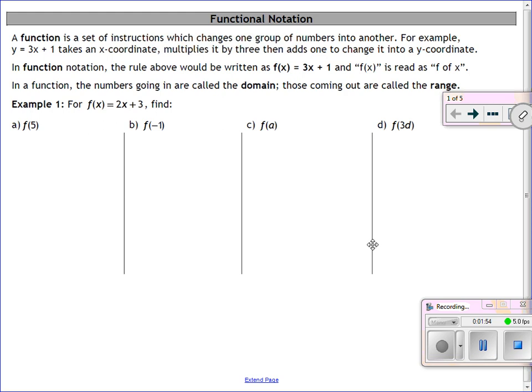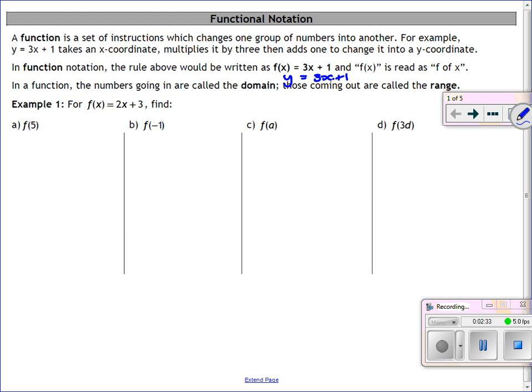In function notation, the rule is written as f of x is equal to 3x plus 1. So we say f bracket x as f of x. So it's important to note here that f of x and y are the exact same thing. Y is equal to f of x. So if you ever see a notation written as f of x equals, that's the exact same as saying y is equal to 3x plus 1 in this case. Okay, so y is the same as f of x.